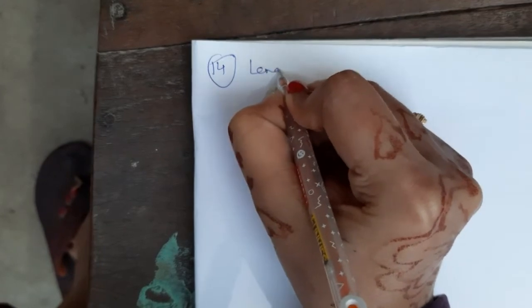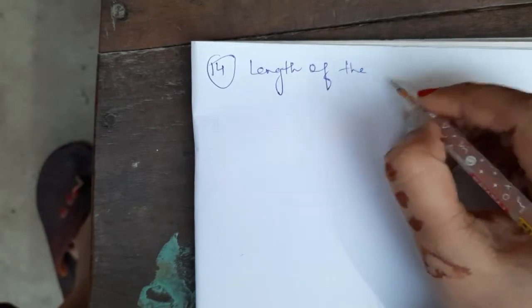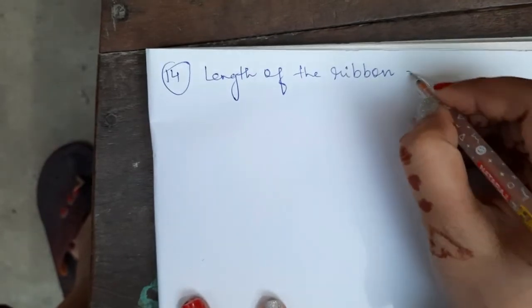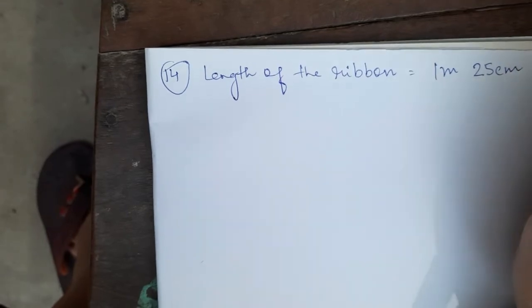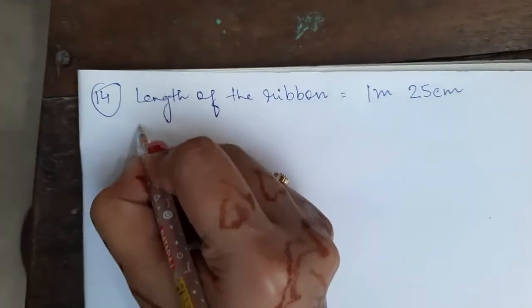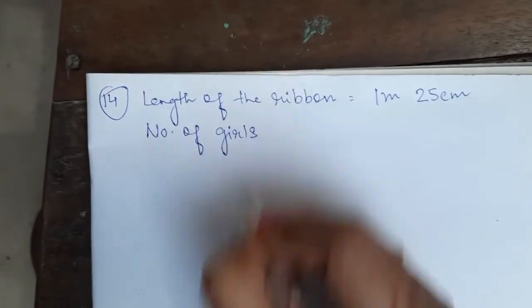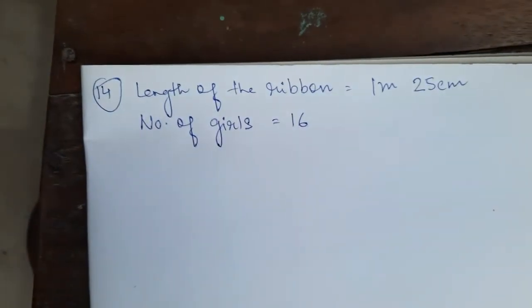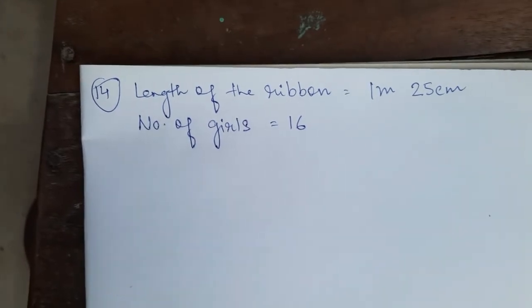First we are going to write length of the ribbon. Length of the ribbon is how much? 1 meter 25 centimeter. 1 meter 25 centimeter is the length of the ribbon. Okay. Number of girls. Number of girls equals to how many? 16, isn't it? Now what do we have to find? Total length of ribbon.